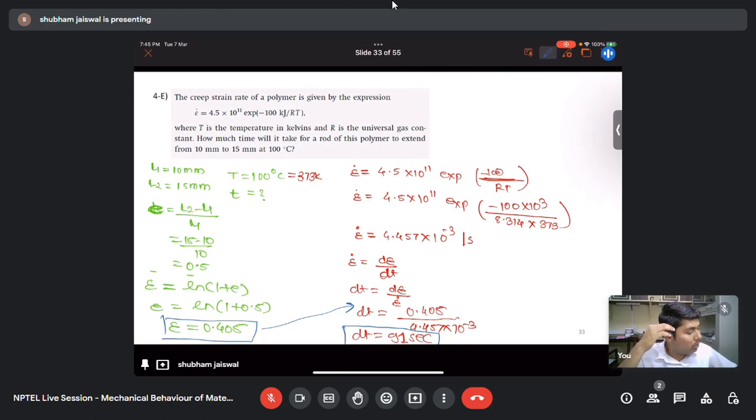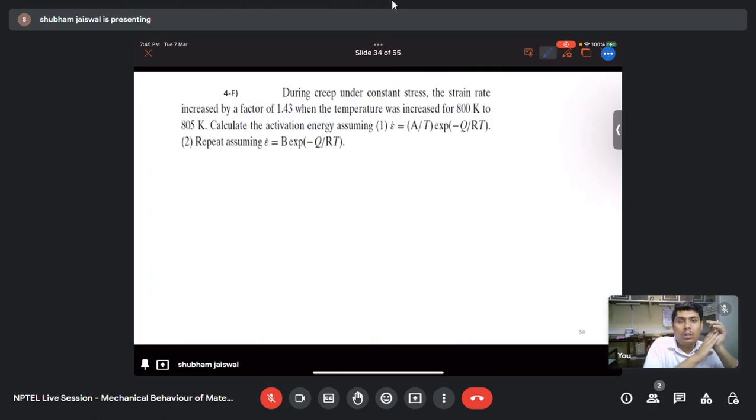So now coming towards our next question. During the creep under constant stress, the strain rate increased by a factor of 1.43 when the temperature was increased from 800 Kelvin to 805 Kelvin, and they are asking us to calculate the activation energy assuming the equations given in 1 and 2. They have given the equation here, and for that equation we need to find the activation energy. So please try to solve this.